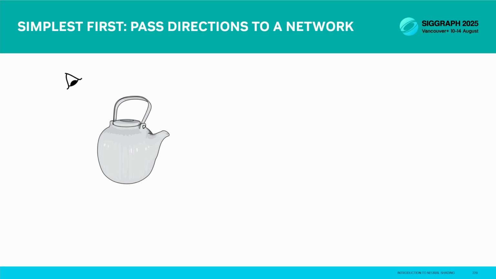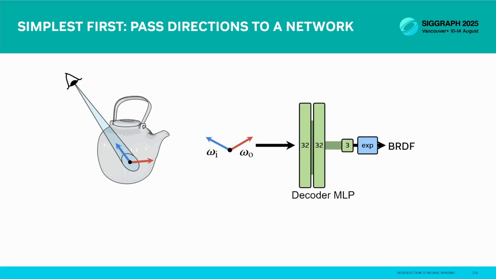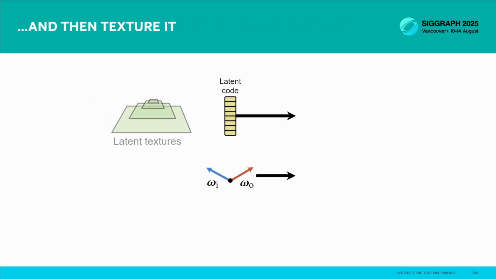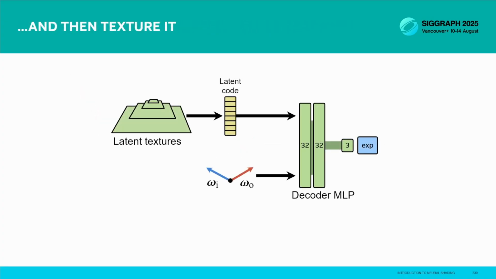Well, as a starting point, we started with the simplest idea first, which is to feed in the light and the viewing direction into a small MLP with a few layers and ask it to learn the BRDF for this pair of directions. Now, we want the material to have some spatial variation, so we also learn a texture of latent codes that we also feed as input to the network. And then we train it for random directions and UV coordinates over the whole material and ask it to match the reference.